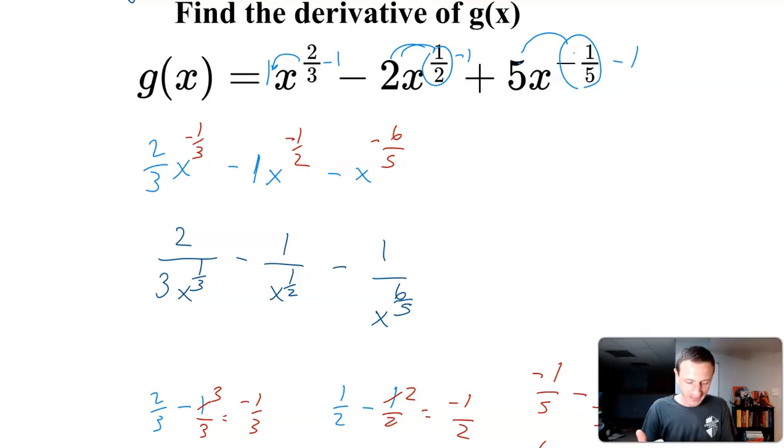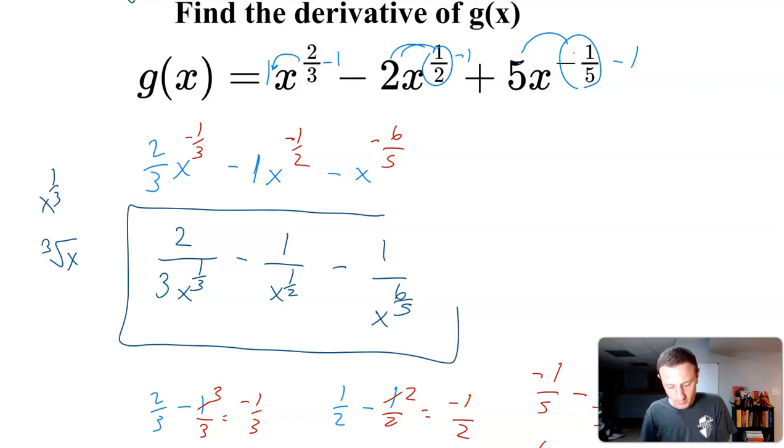You can take this a step further and rewrite x to the 1/3 as the cube root of x. I really don't think that's necessary. If you have an instructor who requires that rewriting step, this would be the 5th root of x to the 6th. If you have that, then make sure you do that, but I wouldn't require that extra step. This is plenty. This is perfectly fine, at least for me. So there is our derivative using the power rule.